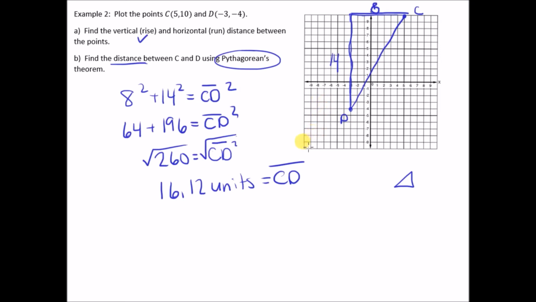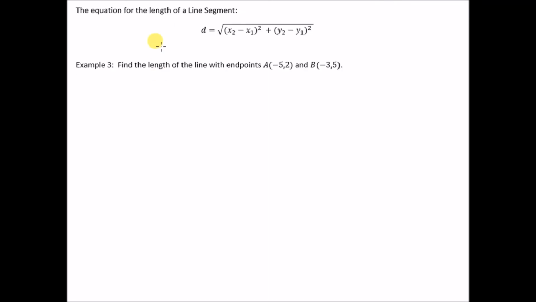So now let's actually take a look at a formula that we can use without counting boxes, because if we don't have nice and pretty numbers, we're not going to be able to count boxes. Okay, so here is our equation for the length of a line segment. The distance, so we use D for distance, even though we call it length, we use distance. We know with Pythagorean's theorem, we're going to root something, right?